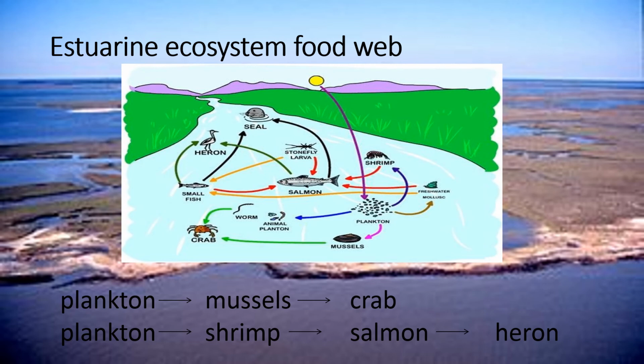The second example is the plankton eaten by the shrimp, eaten by the salmon, and the salmon eaten by the heron. In these food chains, we can see that the plankton is the producer based on its trophic level. The mussels and the shrimp are the primary consumers. The crab and the salmon are the secondary consumers. And the heron is the tertiary consumer.